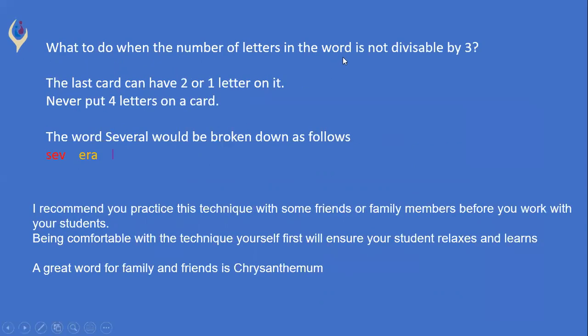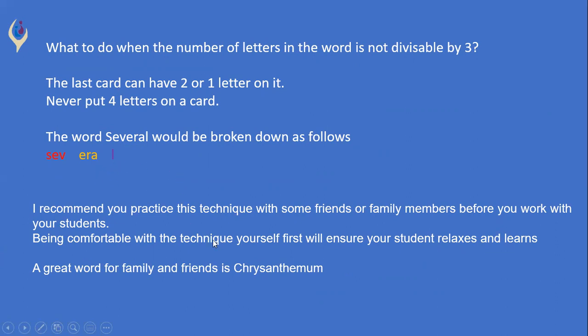Now, what to do if the number of letters in the word is not divisible by 3? The last card can have 2 letters or it can have 1 letter on it. It's never advisable to have 4 letters on the card. So the word several will be broken down as follows. The first card would have SEV, the next card would have ERA, and the last card would have L.